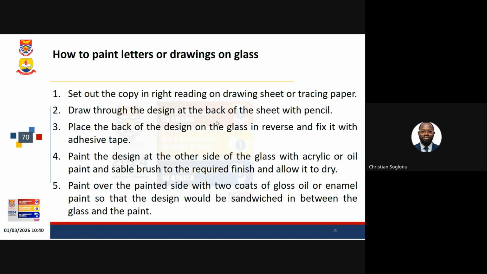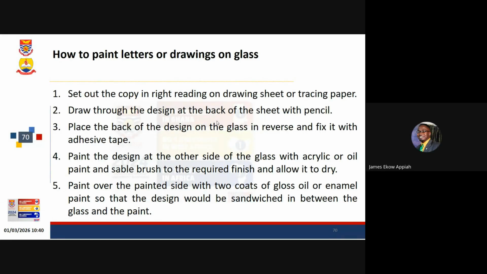Set out the copy, yeah, right, on the drawing sheet. Exactly. What I'm picturing here is that a mirror has its own way of reflecting drawings and letters. For instance, if you write Kofi and you show it to a mirror, it will appear in a different way. So maybe you turn it, then at the back, you trace it in that format before you continue with whatever you have to do.